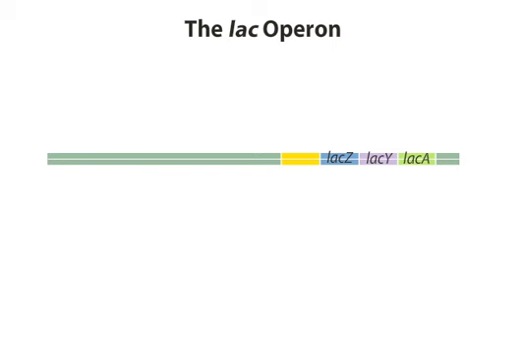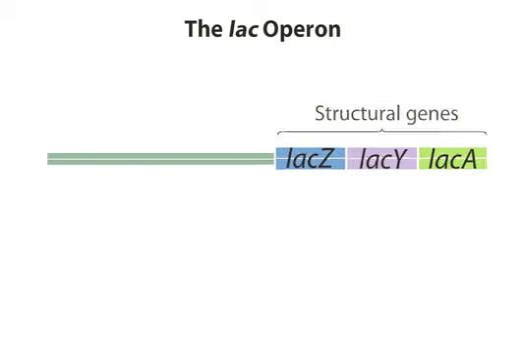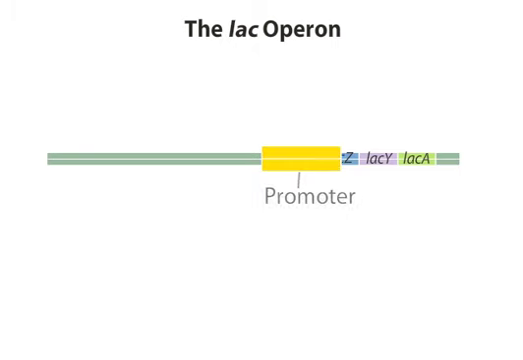At one end of the Lac Operon is a set of structural genes, Lac-Z, Lac-Y, and Lac-A, that encode the enzymes necessary for metabolizing lactose. These three genes have a common promoter.